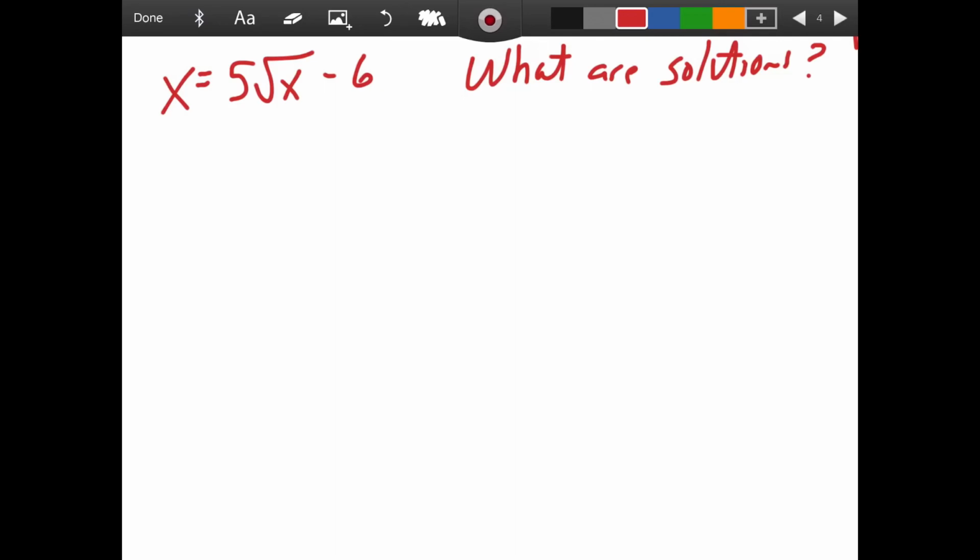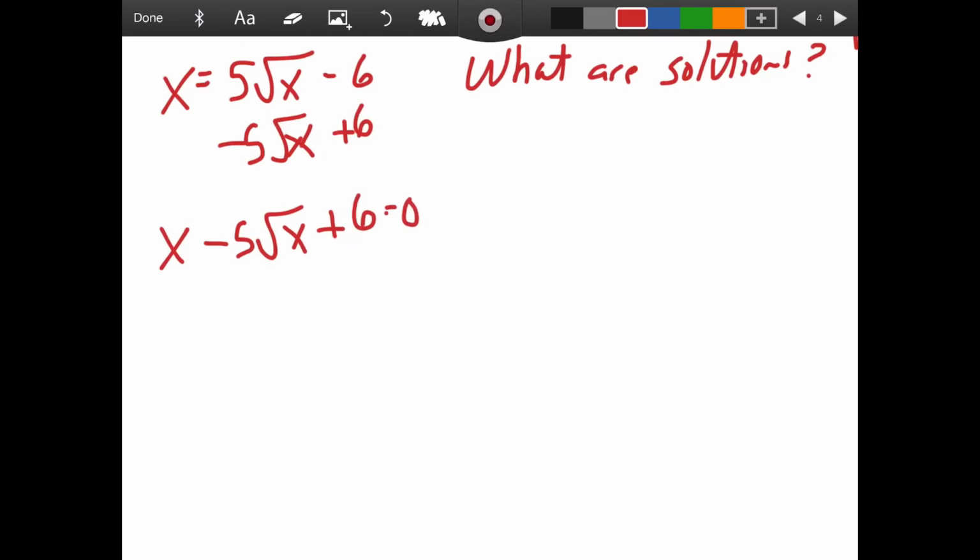But if we're looking for solutions, it's going to be helpful to set this equation equal to 0. So I'm going to subtract over a 5 rad x. I'm going to add a 6. So our new equation is going to be x minus 5 rad x plus 6 equals 0. Now, we kind of have a quadratic, but not quite. Most quadratics would be x squared minus 5x plus 6, where here we don't have that extra squared term. So we have x minus 5 rad x plus 6.